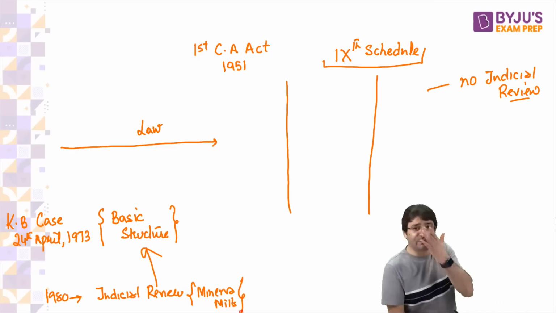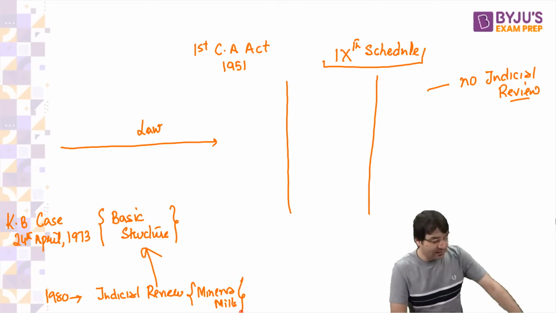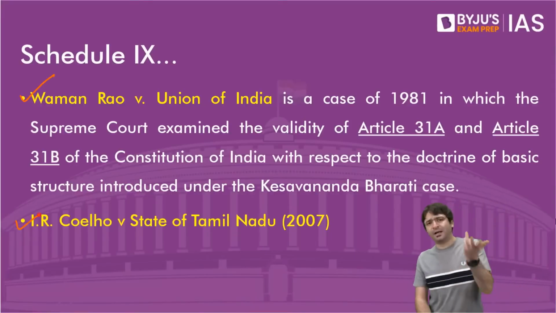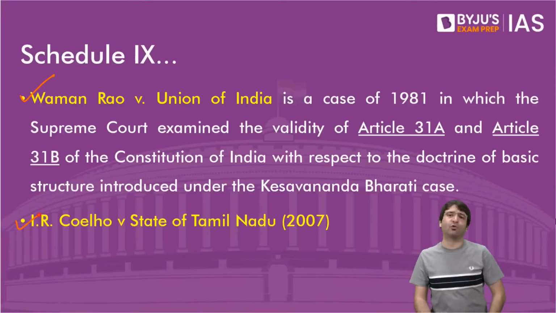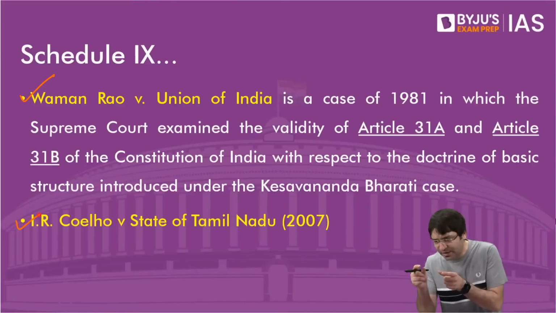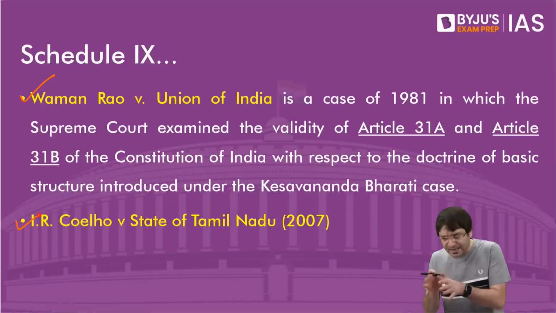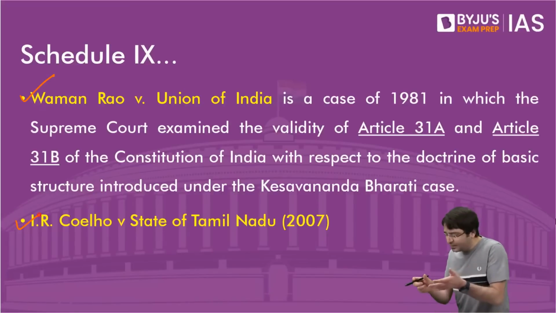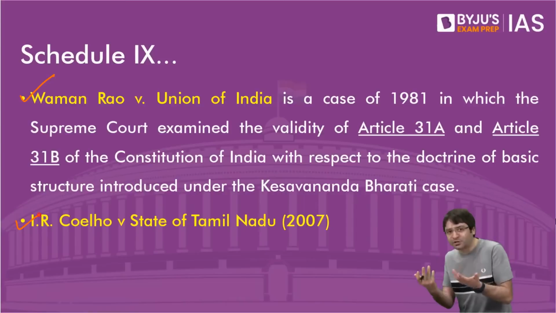Now the question before the court was, in Vaman Rao, in IR Coelho, in 1981, in 2007, what will happen to this law which is placed in the Ninth Schedule? Can we review now these laws placed in the Ninth Schedule? Because although the Constitution said no judicial review, in 1980 the court said judicial review is part of the basic structure of the Constitution.